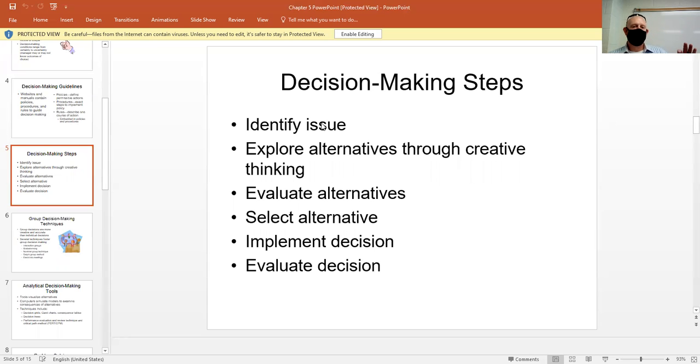But identify the issue, look at alternatives through creative thinking. If you're not creative, find some other people who might help you to be more creative. That gets better through time. The more you do it, the more practice you have, the better you get.